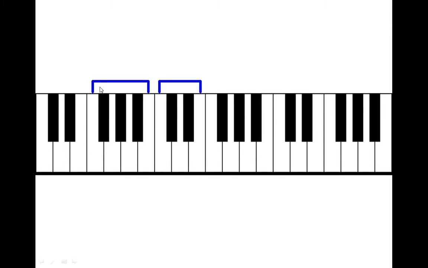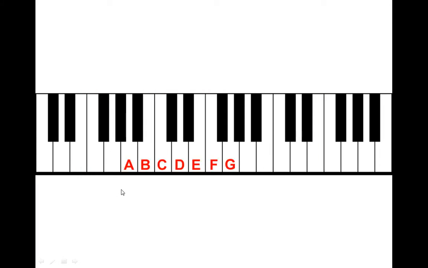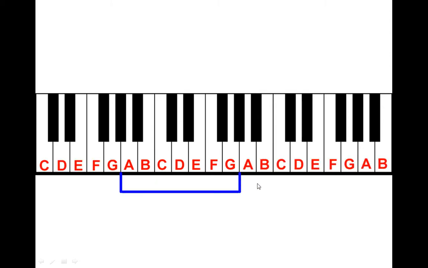So if you look at a piano, you'll see that you have a group of 3 black keys and then a group of 2 black keys. And this series of keys repeats over and over across the piano. Within one of those repeating groups, the white keys are all named with the letters A through G. And then that just repeats over and over across the piano.